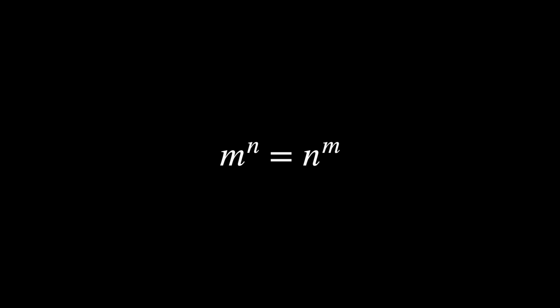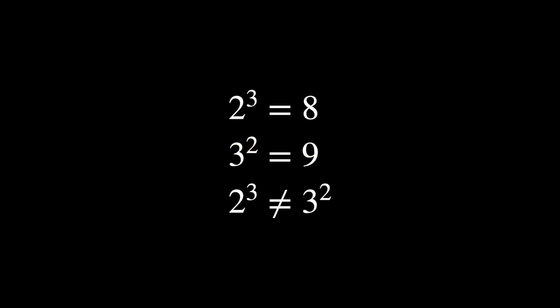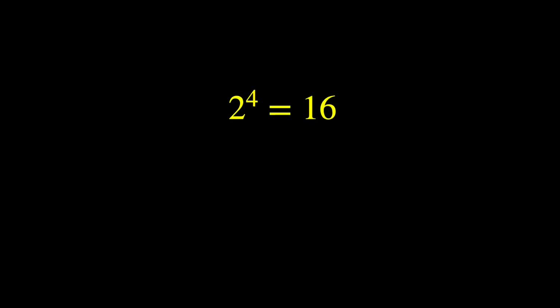Let's start with some examples of m to the n equals n to the m. For instance, 2 to the third is 8. But since 3 to the second is 9, this is not an example where 2 to the third equals 3 to the second. M to the n does not equal n to the m. On the other hand, 2 to the fourth is 16, and 4 to the second is also 16. So 2 to the fourth equals 4 to the second. This is a solution of m to the n equals n to the m.